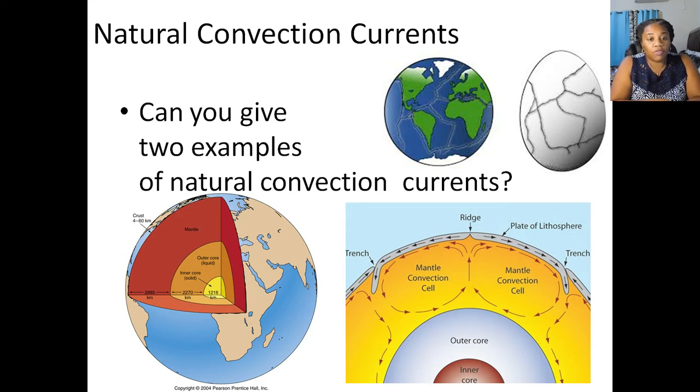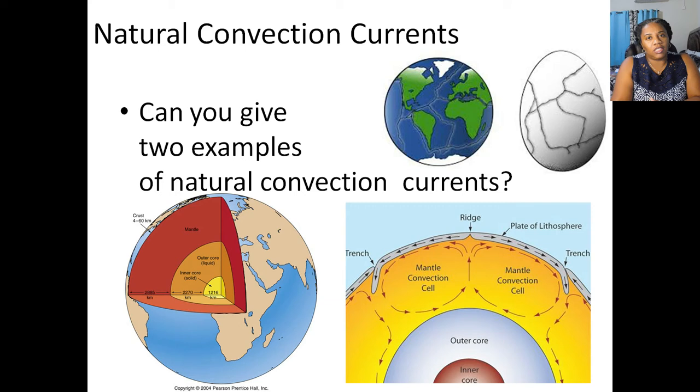Now, if you look at the picture I have here, I have the earth with all the little cracks. The earth is basically like a cracked egg. There's a bunch of plates that we all live on and they move every so often. It's not a big shift, but the shift is enough to cause an earthquake. So that's one of the natural phenomena of convection currents.